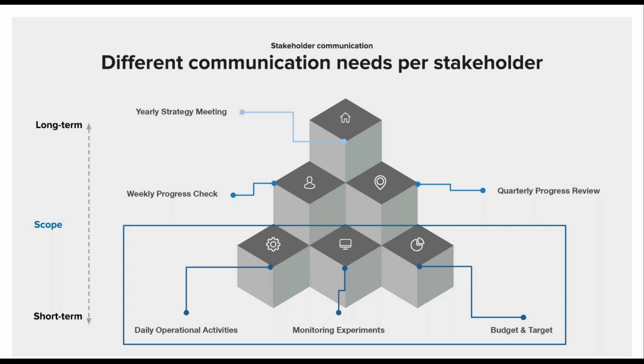Then you have the weekly or quarterly progress checks. It's more in the midterm. It happens a bit more often. It will be a bit more operational, less strategic. The content of those meetings is to define the goal of the activities that you're going to do for the next few weeks or months, and check how everyone is doing on their tasks. So it will be a mix of strategy and operations.